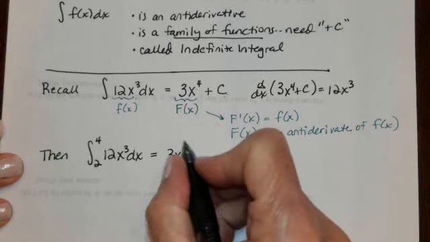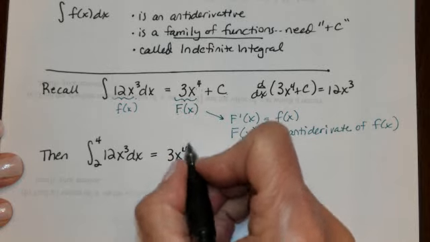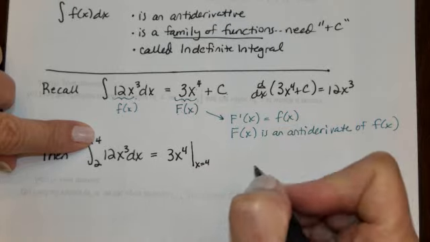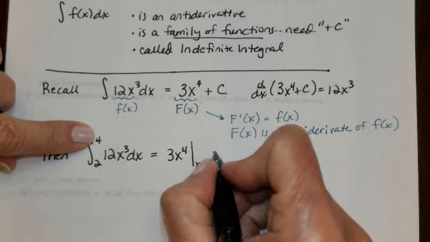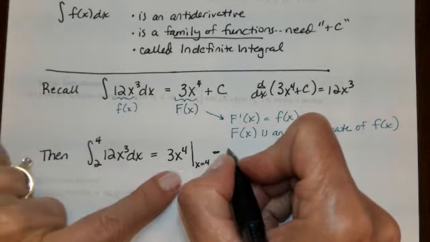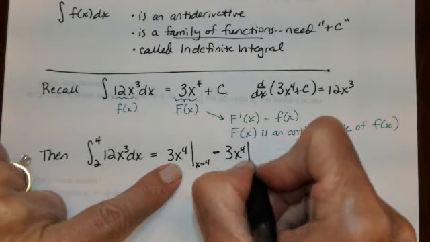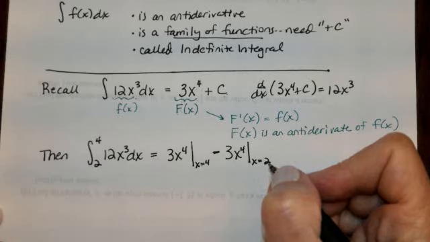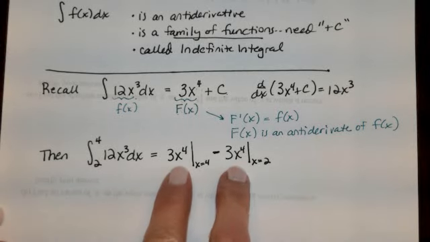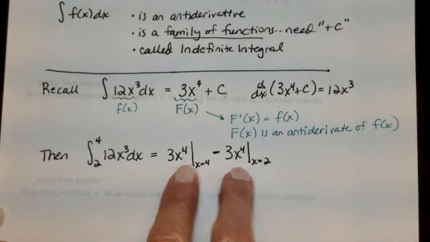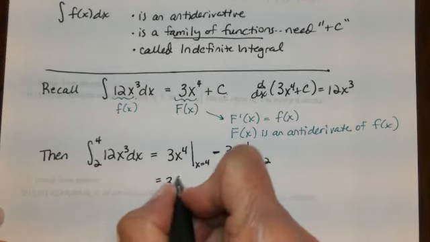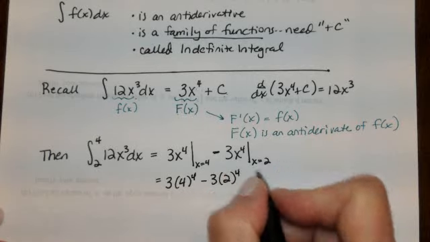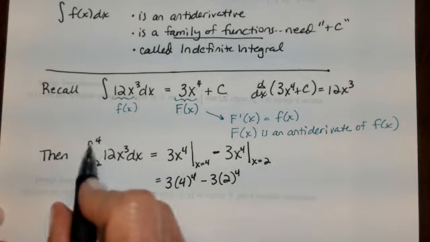And we evaluate that at our upper boundary. So I'm going to say at x equals 4. And then we subtract the same antiderivative evaluated at our lower boundary. Okay? That's how they are related. So this would be 3 times 4 to the 4th minus 3 times 2 to the 4th. And that would be our definite integral.